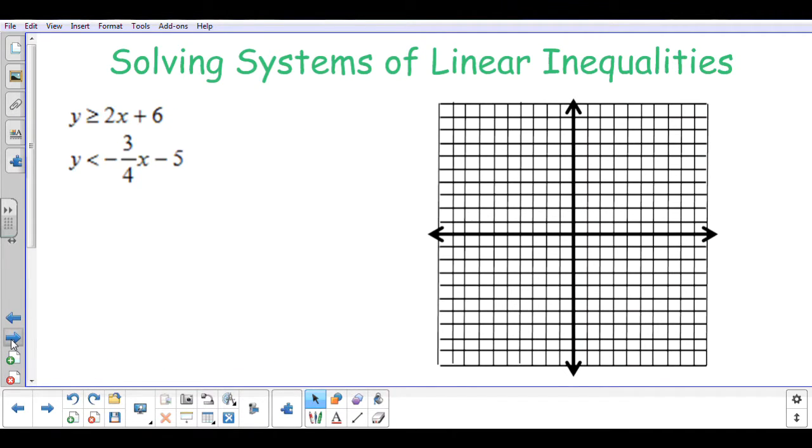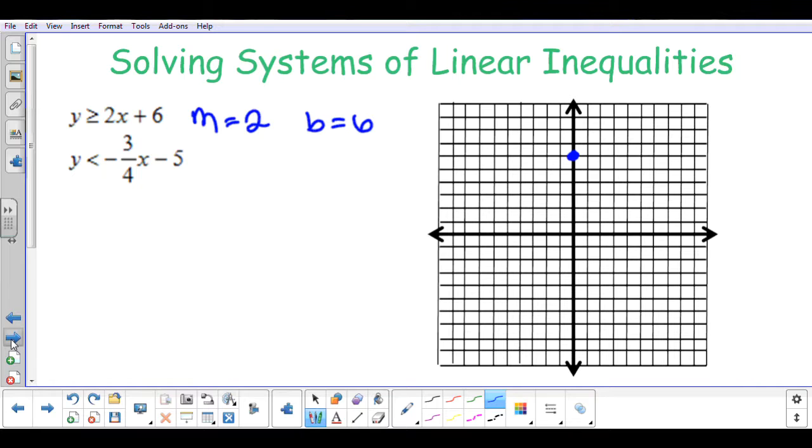So let's look at our next example. We have y greater than or equal to 2x plus 6, and y is less than negative 3/4 x minus 5. So you want to complete one equation at a time. We'll graph an equation and we'll shade an equation before we move on to the second one. If I start with my first equation, y is greater than or equal to 2x plus 6, I have a slope of 2 and a y-intercept of 6. So I'm going to start plotting my graph at positive 6 on the y-axis.